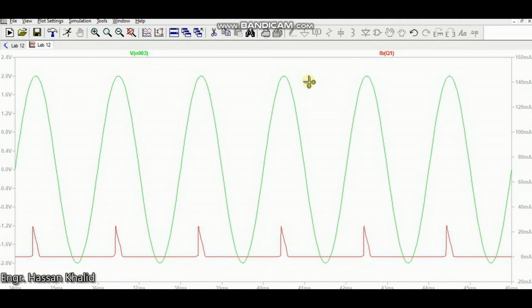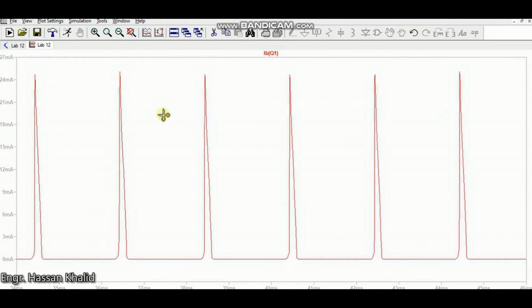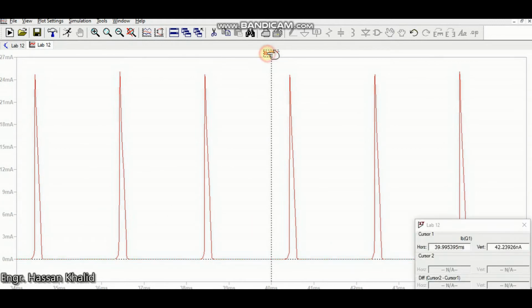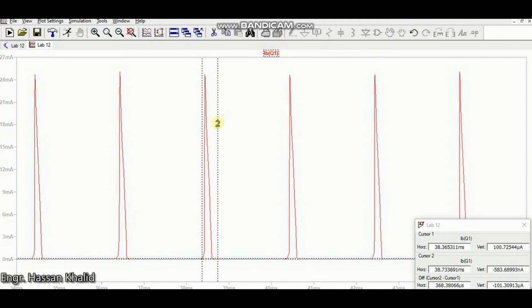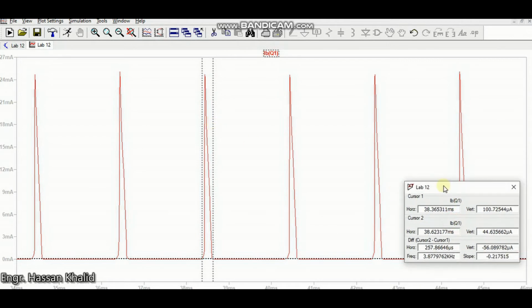And let's calculate the on time by clicking on the name. I will get one of the cursors, and this one is the on time. It's approximately 2.257 microseconds. So approximately you can place it at that value as well. Now find out the duty cycle.